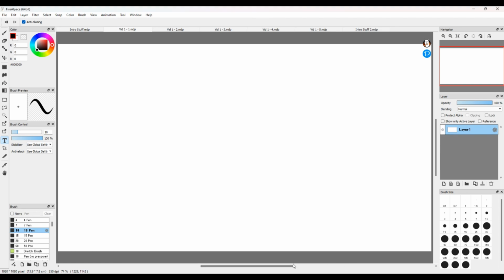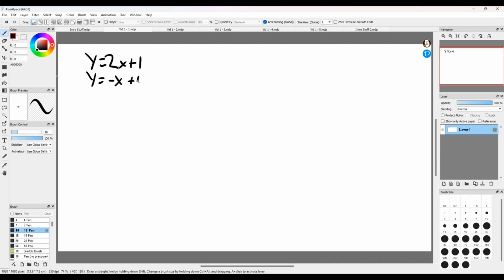Okay, so let's start with our first practice problem. We have y equals 2x plus 1 and y equals negative x plus 4. We have to find the point of intersection of these two linear equations. Now, before we start, I encourage you to pause the video and try it on your own, because practice is the only way you can get better at math.